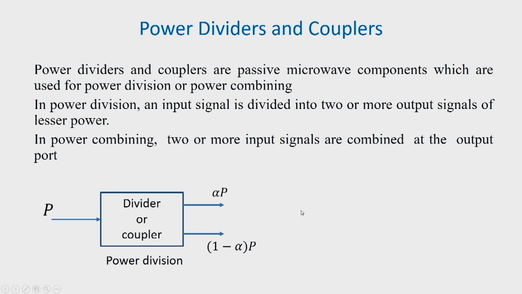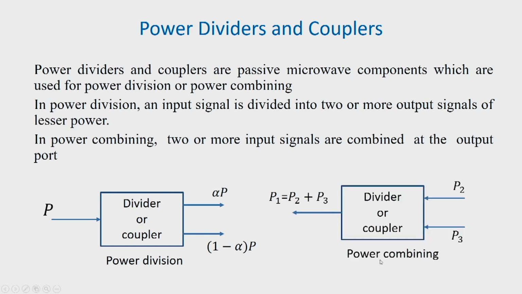We consider now the combiner action. So, in power combining, we will have two or more inputs. Here we are showing two, P2 and P3 are the input powers, and at the combiner output we have P1 which is equal to P2 plus P3.